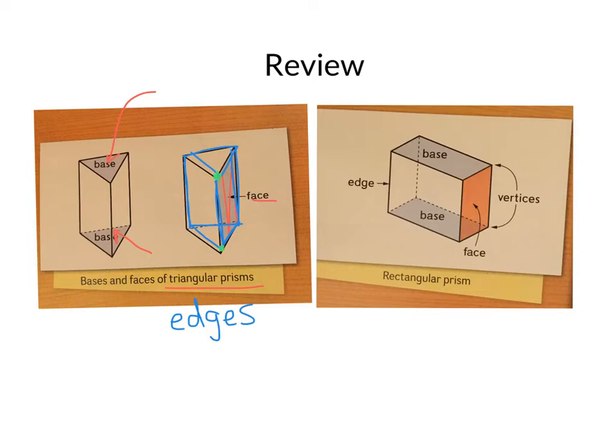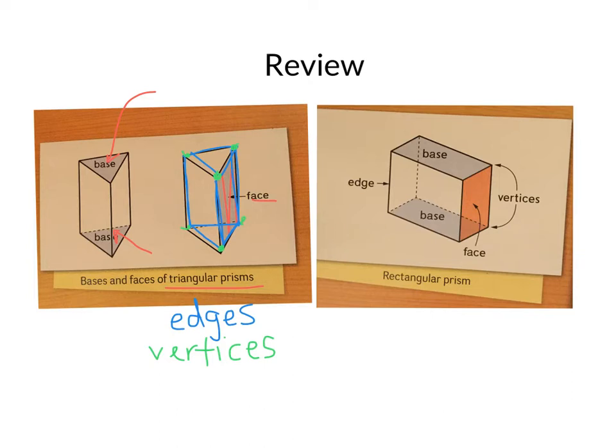So here's one, here's one, here's one, here's one, here's one, and here's one. And the vertices are where the edges meet together. Let's look at our rectangular prism.